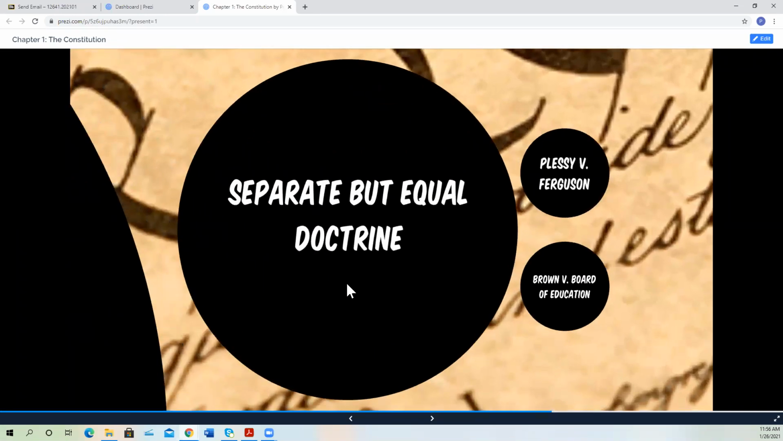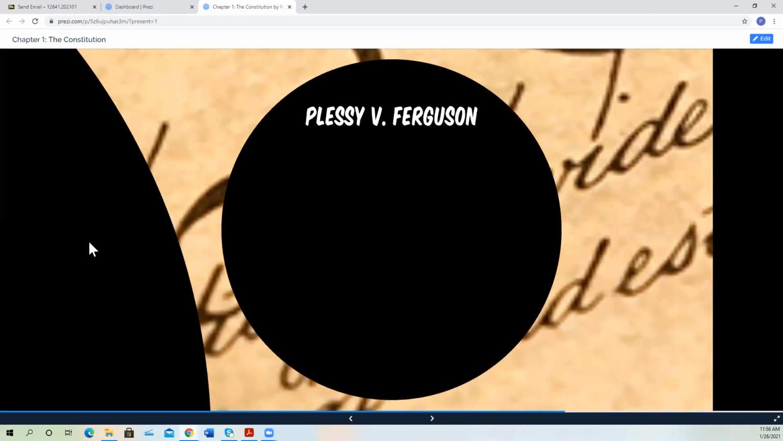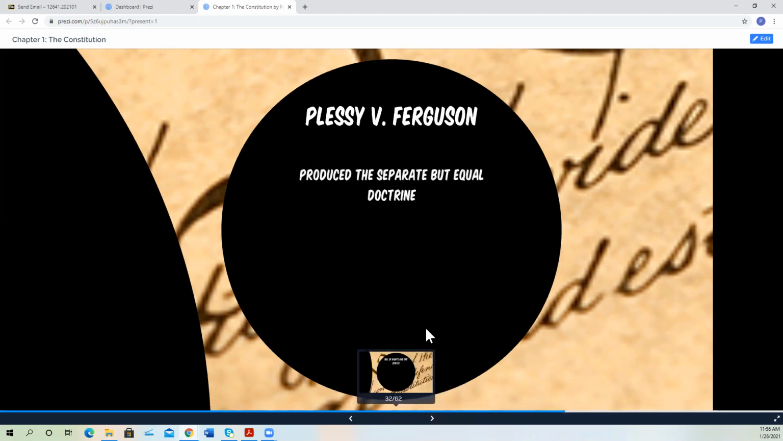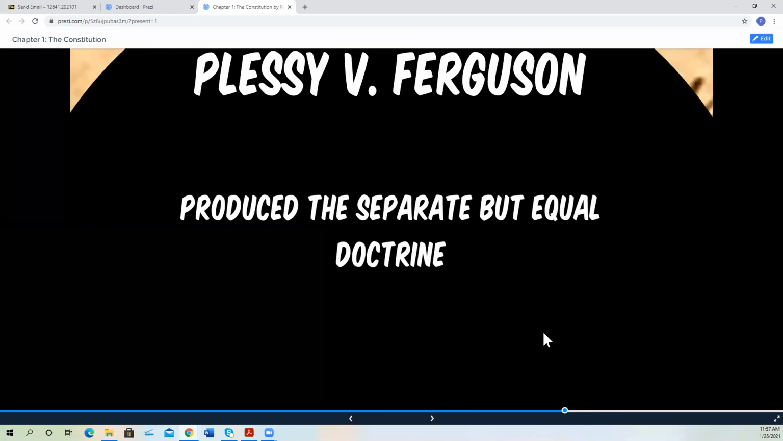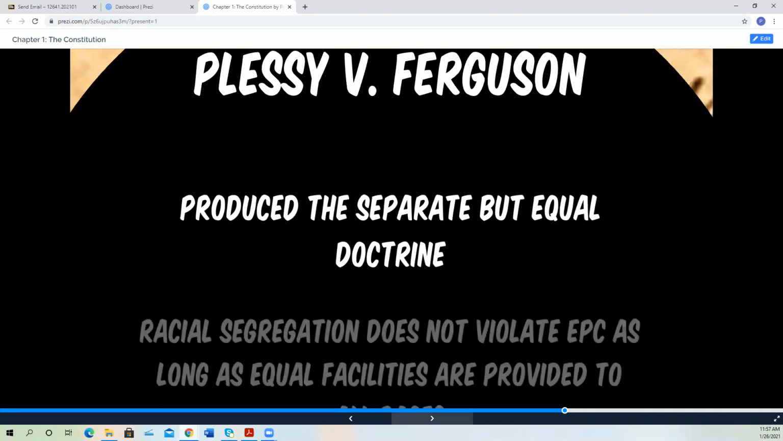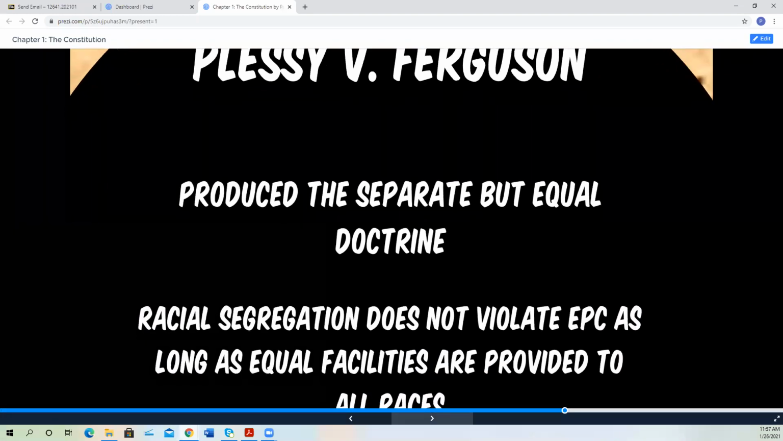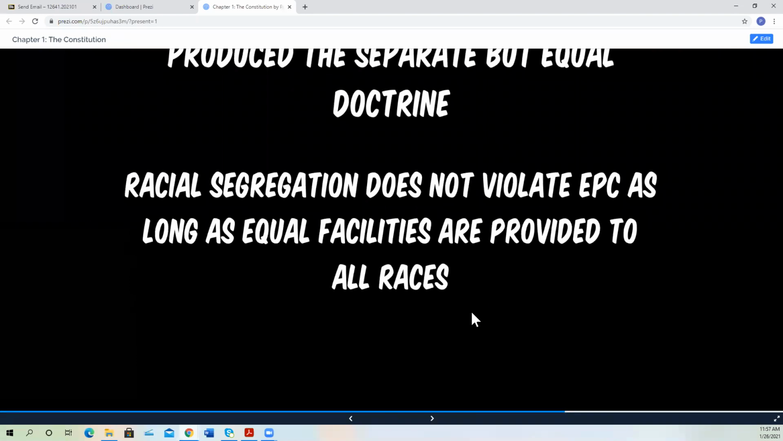So first we have this separate but equal doctrine. And in Plessy versus Ferguson, back in the 60s, maybe the late 50s, this Supreme Court case produced what we call the separate but equal doctrine. And it had to do with segregation, meaning at the time, we were segregating white people from black people in schools.